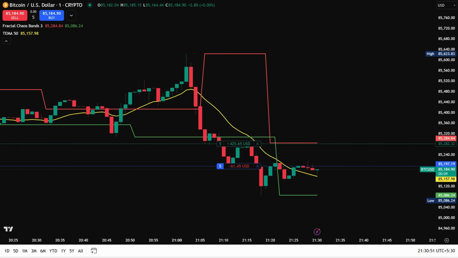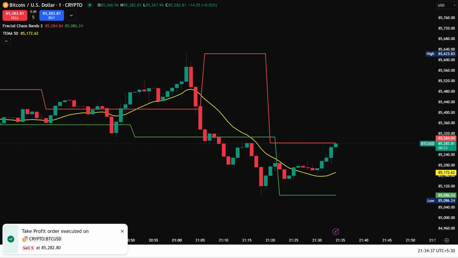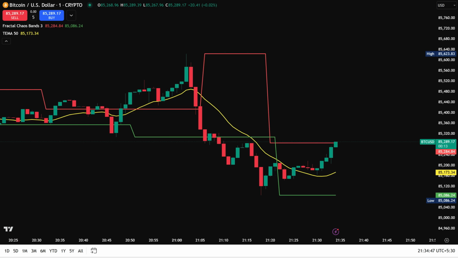My plan from the start was to keep it short and sweet, and for that, I used the resistance level, marked by the red line from the fractal chaos bands, as my exit point. As soon as the price hit that resistance, I closed the trade and secured the profits. It's all about spotting the setup, reacting quickly, and sticking to your plan. That's what makes scalping both exciting and effective.